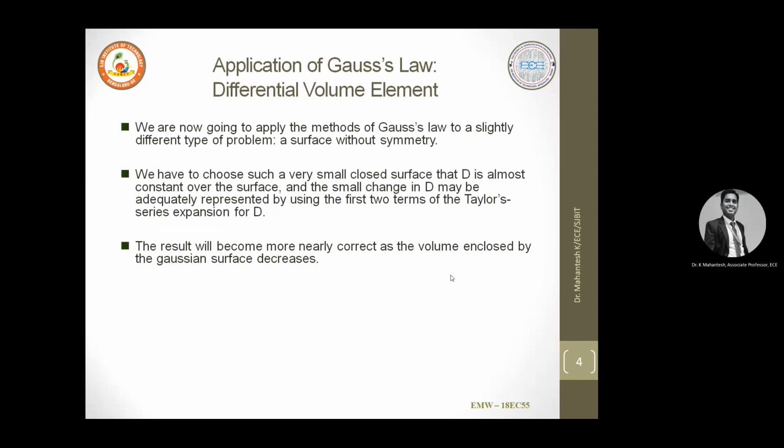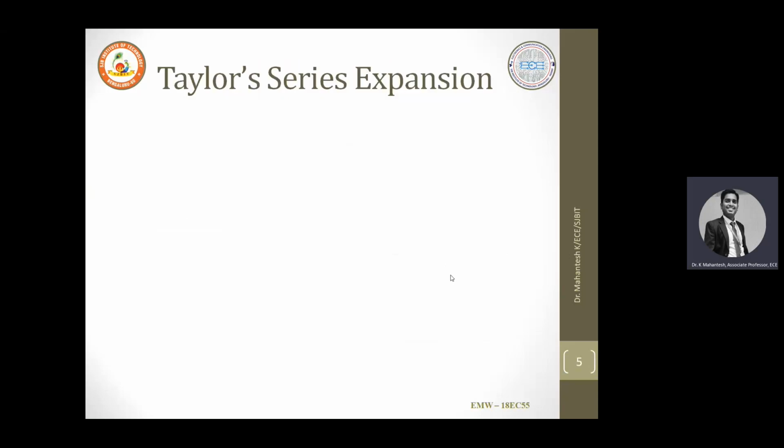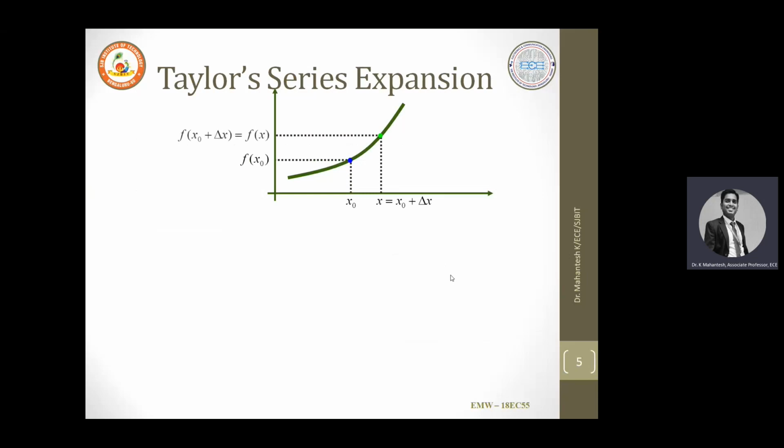So Taylor series expansion we already studied for any given x naught. So the output will be the function of x naught. So for any small variation of x naught plus delta x, the output will be again a function of x plus delta x, a point near x naught.